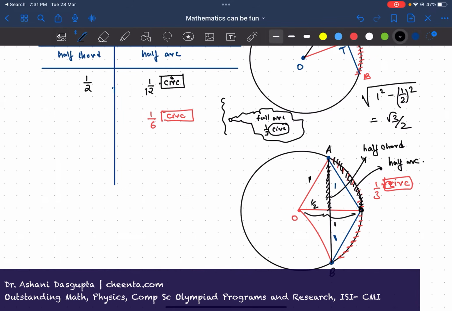That's the length of the half chord. Square root of 3/2. Okay, let's do a little better.